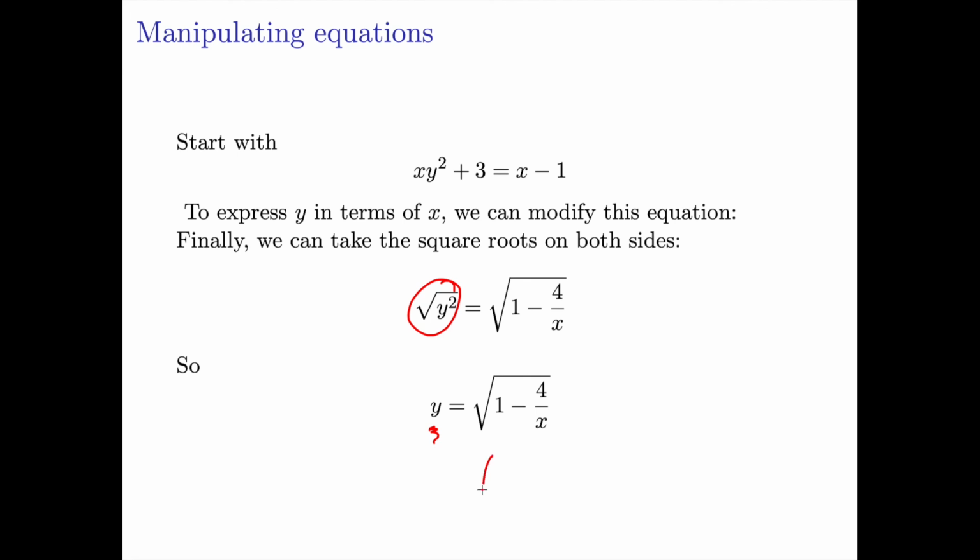So if we were to write f of x equals the square root of 1 minus 4 divided by x, we now have an equation of the form y equals f of x.